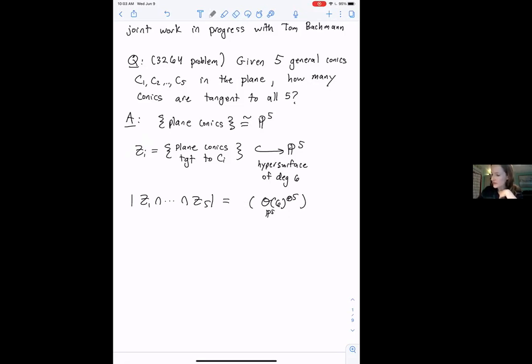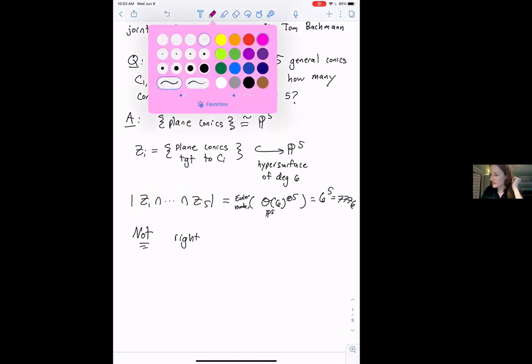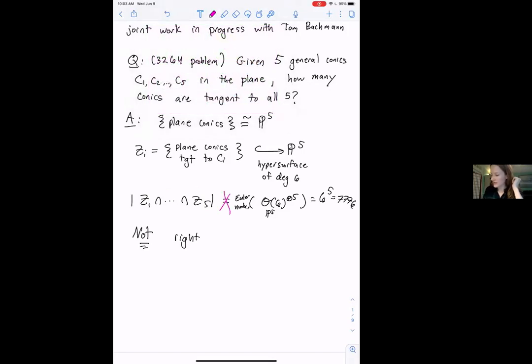So let's make this a number, an Euler number. We would have 6 to the 5 is 7776. And then this is famously not the right answer, because there are doubled lines that are tangent to absolutely every conic. So it's not true that this is a finite set. It ought to be not the right answer.